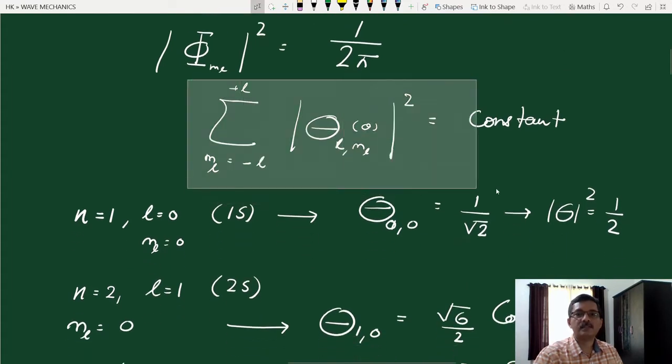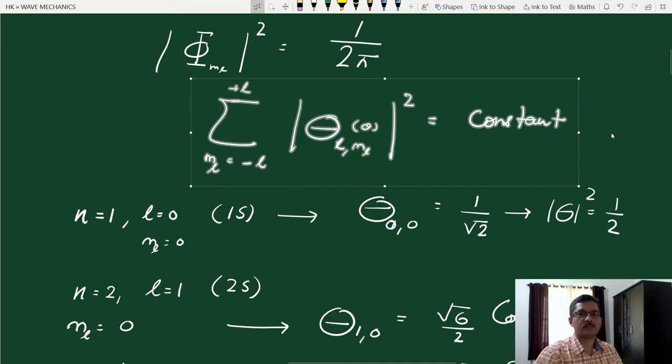So in all the cases, if you do this calculation, you can see that this summation is always a constant. If you add over all possible ML states for a given value of L, if you add the probability densities over all possible ML states, this angular probability density is a constant. That means it is independent of theta and phi. It depends only on the radial variable, so it's spherically symmetric, we can say.